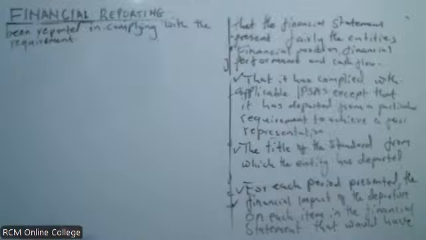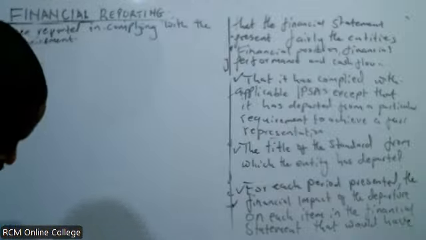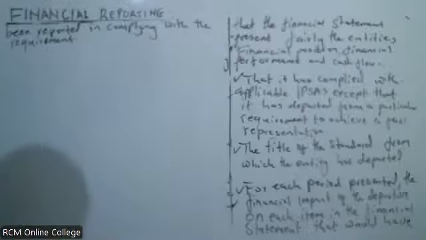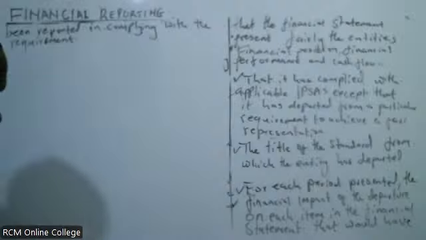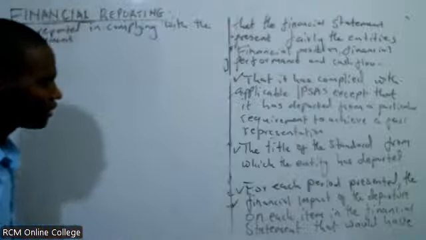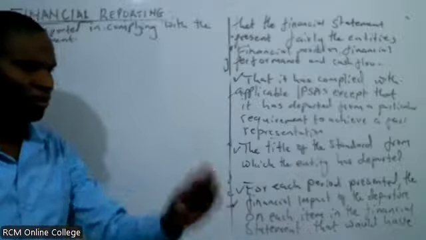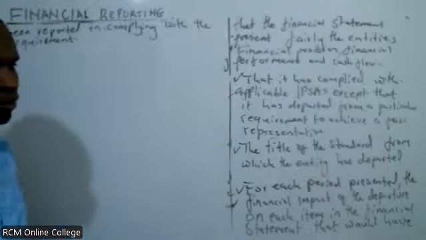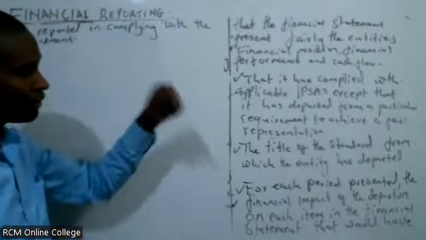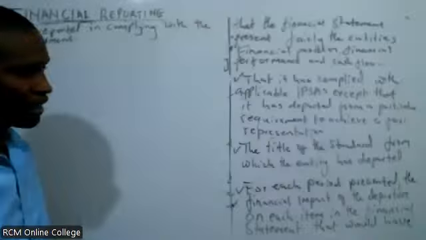The other one, when an entity has departed from a requirement of a standard in a prior period, and that departure affects the amount recognized in the financial statements for the current period, it shall make the disclosure set out in paragraph 32. So they're just trying to show that yes, you have departed from a certain standard, so that you can give us the true and fair view of the statements. Then you must indicate from which paragraph that is.